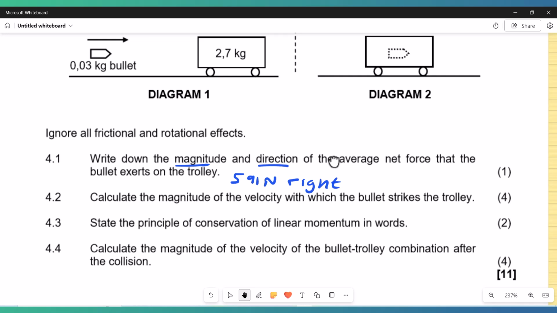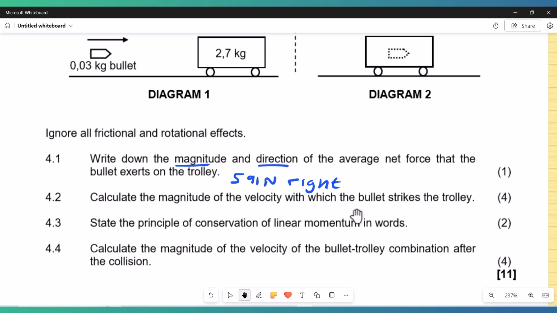How do we state it? If body A exerts a force on body B, then simultaneously body B exerts the same force on body A, of the same magnitude in the opposite direction. Okay. Now they say here 4.2. Calculate the magnitude of the velocity.